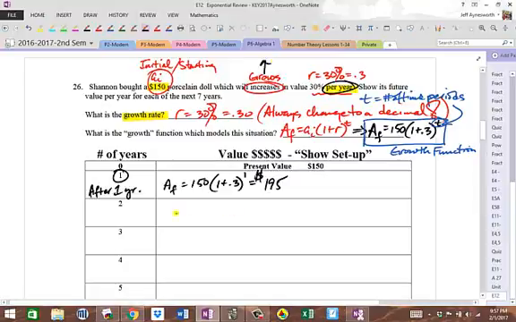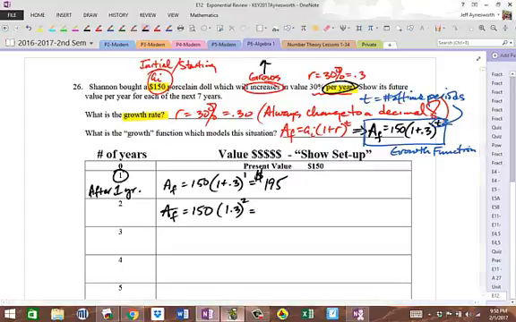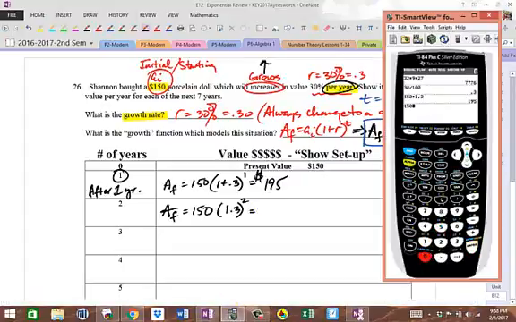Okay, the next year, so what's the future value after 2 years? So a sub f equals 150 times 1.3. And after 2 years, well, there are 2 time periods, right? Because the time period is per year. So let's calculate that. 150 times 1.3 raised to the second power. And you get $253.50.